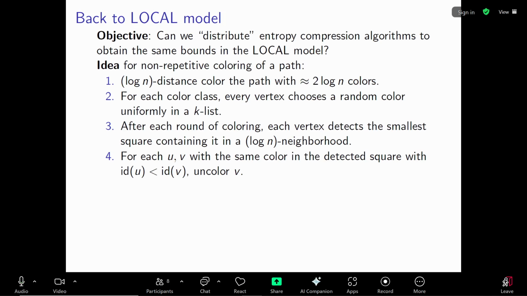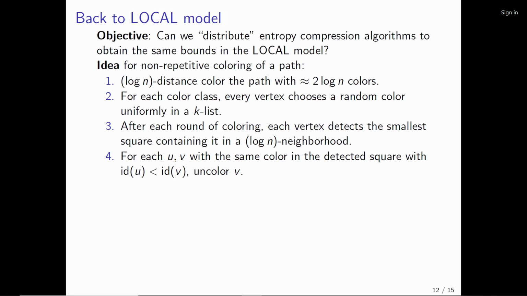And since I only look at this log n ball surrounding me, I am independent of all the other vertices doing the same thing at the same time. So in a way, we want to distribute and parallelize this, but we also don't want it to interfere with each other too much. And then, actually, that's it.